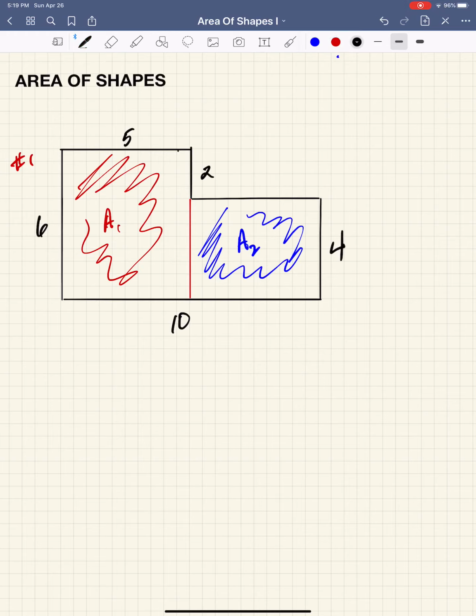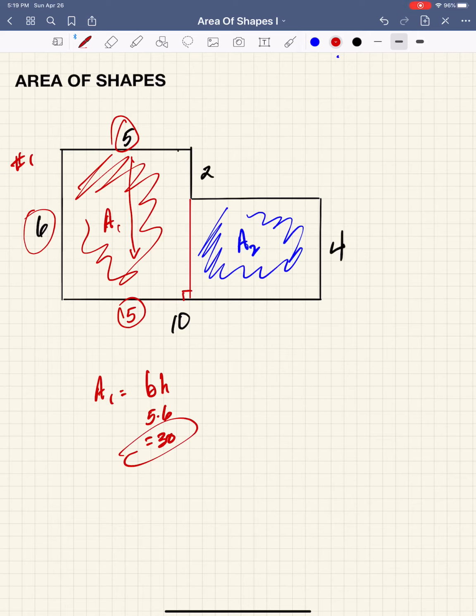So let's look at it. Here's area number one. I think I did that in red. That's going to be base times height. Okay, so I see a base of 5. If I drop this 5, I've drawn a right angle right here. So if I drop this 5 right down to the bottom, that's going to be 5. So right now I have 5 times 6. 5 times 6 is 30. And that's area number one.